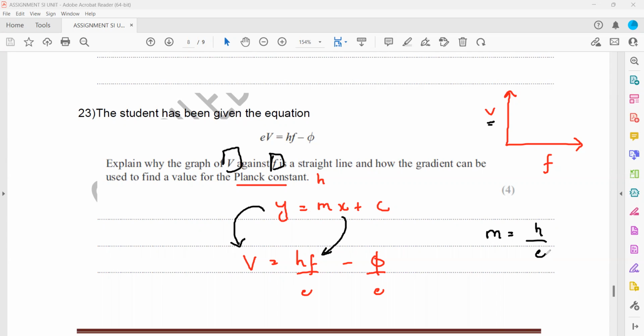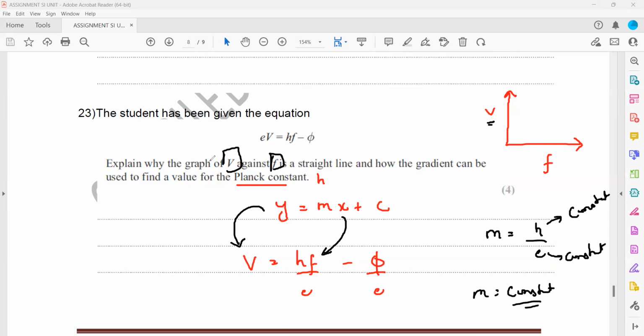So h is constant and E is also constant. E is the charge of the electron. So h is constant, and E is also constant. When we divide the two constants, the gradient will be constant because the values are not changing. So as the gradient is constant, it will be a straight line.